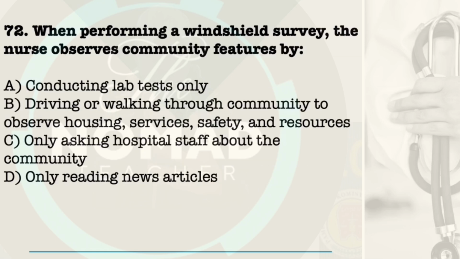72. When performing a windshield survey, the nurse observes community features by: A. Conducting lab tests only. B. Driving or walking through the community to observe housing, services, safety, and resources. C. Only asking hospital staff about the community. D. Only reading news articles.